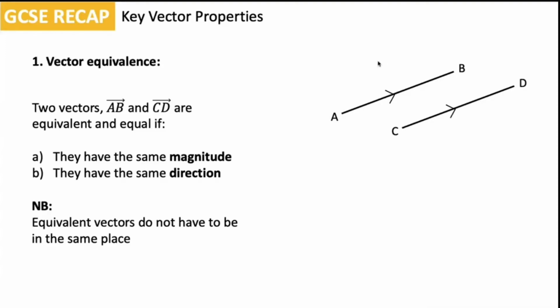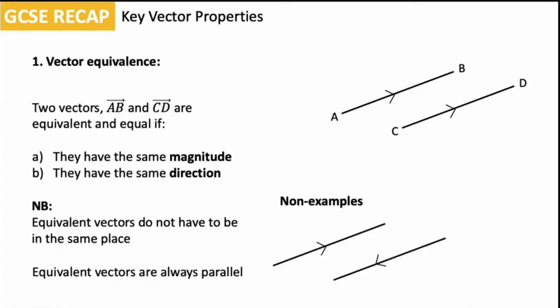Okay, some non-examples. These are not equivalent vectors. Yes, they may be the same length, but they're not going in the same direction. Yes, they're going in the same direction, but they're not the same magnitude.